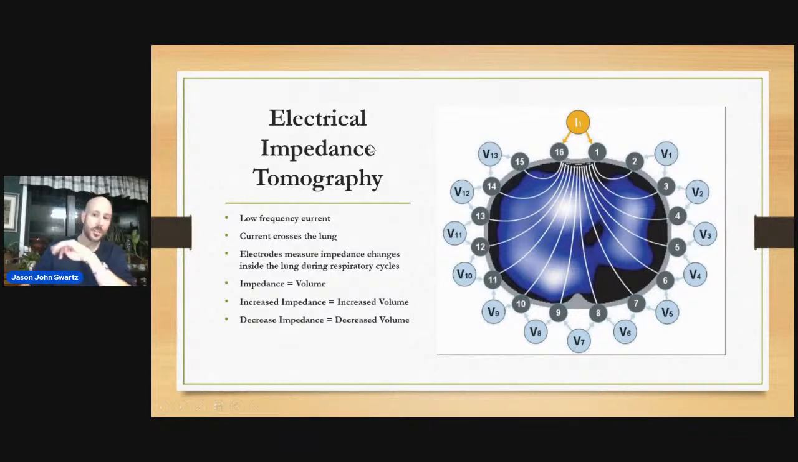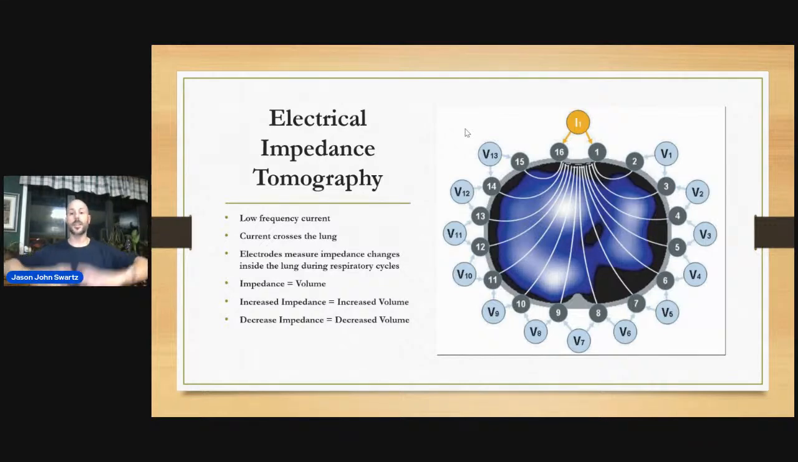So the electrical impedance tomography sends a low frequency current, and that current crosses the lung. The electrodes measure the impedance changes inside the lung during the respiratory cycle, inspiration, expiration. Right away, get it in your head that impedance is equal to volume, okay? So increased impedance is equal to increased volume, and the opposite, decreased impedance, there's a decrease in volume. Impedance is another way of saying resistance.